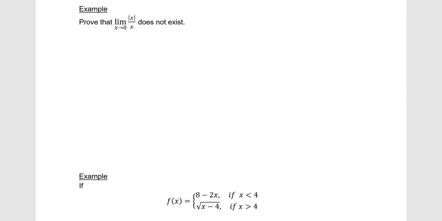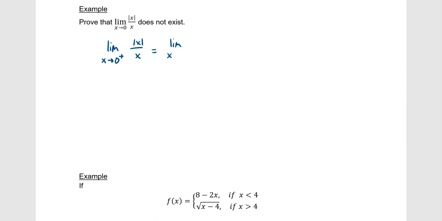Okay, so now for the next example, let's prove that the limit of the absolute value of x over x as x approaches 0 does not exist. So just like before, we're going to do the limit from the left, the limit from the right, show that they're not equal, and that shows that this limit does not exist. So let's go ahead and start with the limit from the right of this function.